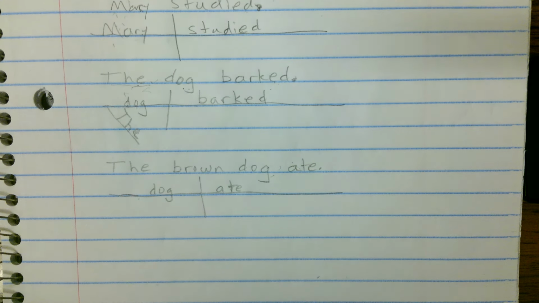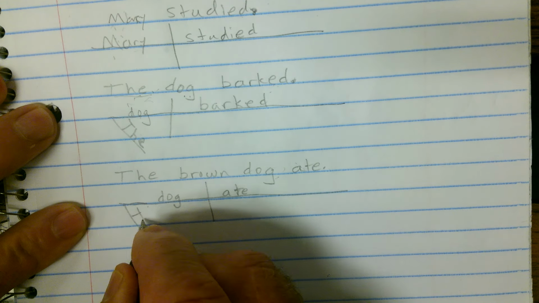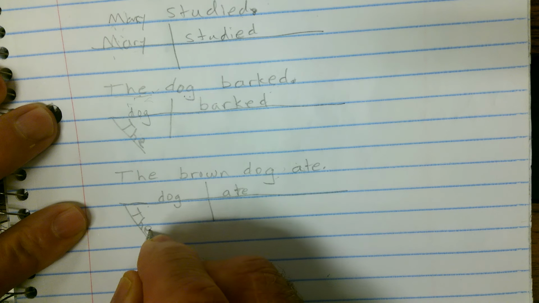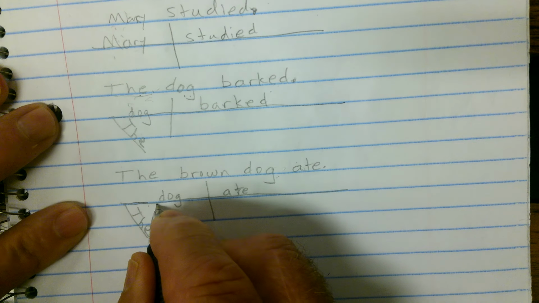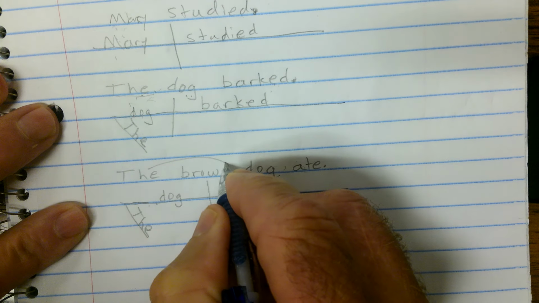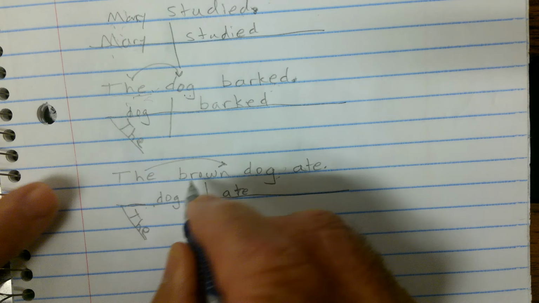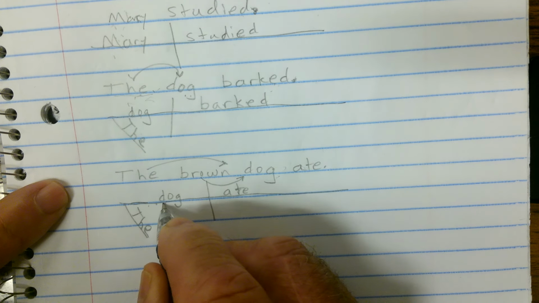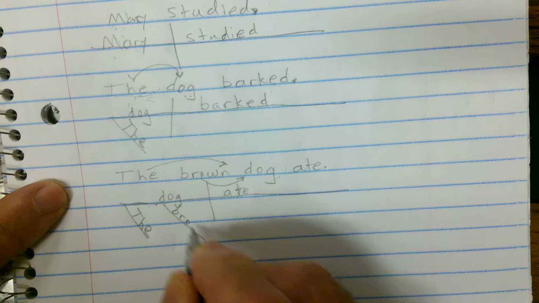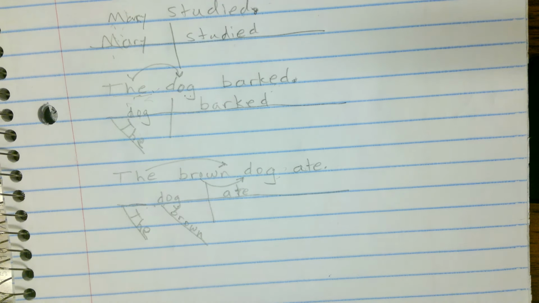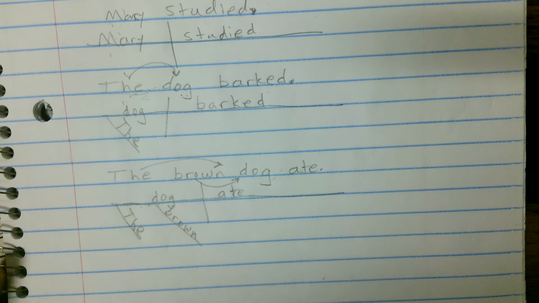Now we have to ask ourselves, we know where the goes. All right, so the dog ate, but also it is what kind of dog? So the modifies dog just like it does here. So we've got dog, but it is also the brown dog. So we are going to say the brown dog ate.